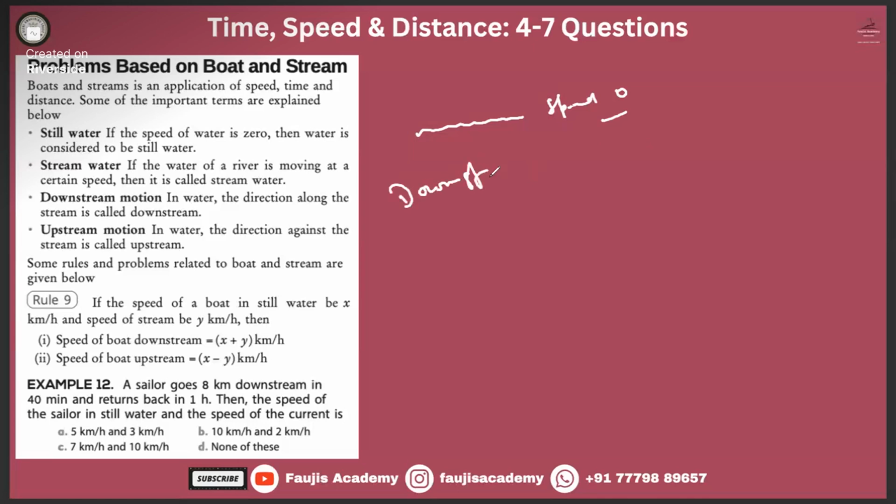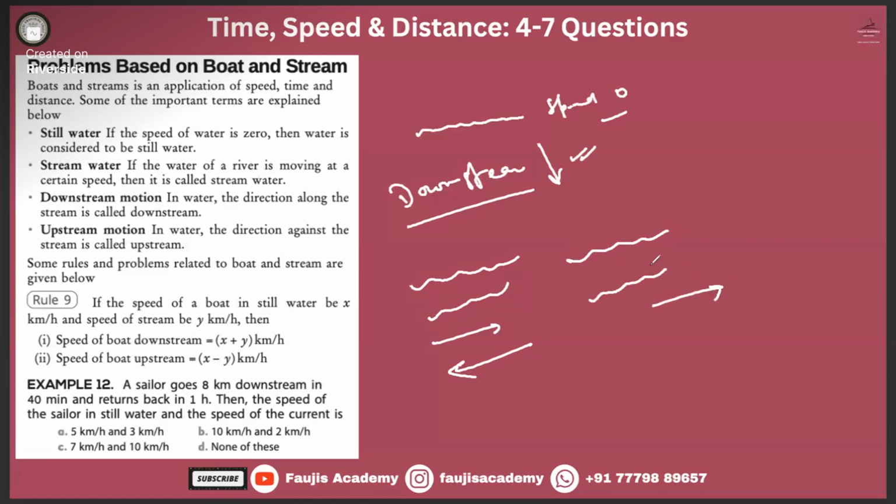Downstream. Downstream means what? Downstream means the river is flowing down, in the direction of the flow. Upstream is against the direction of the flow, right? So some of the rules for the problems they have mentioned related to boat and stream are pretty much self-explanatory.